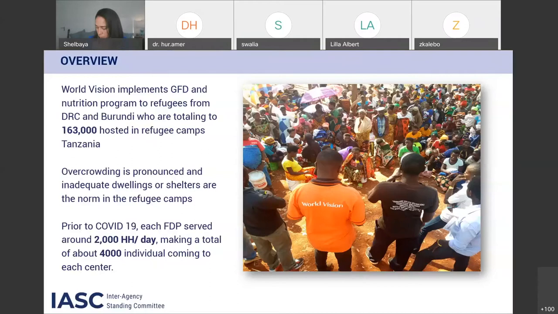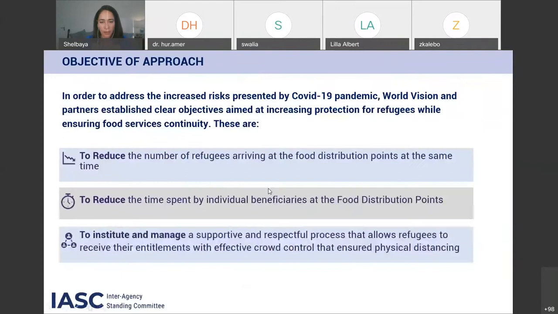So prior to the COVID-19 pandemic, we had two distribution centers, and each distribution site served around 2,000 households per day, which makes about 4,000 individuals coming to each center to collect food. You can imagine the density or the overcrowding of people during the food distribution.